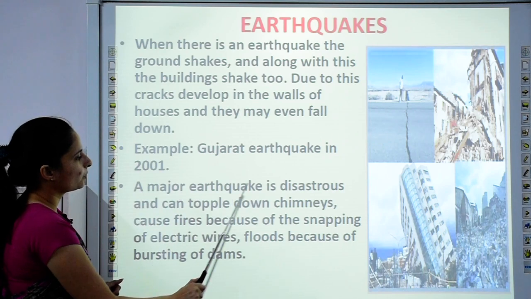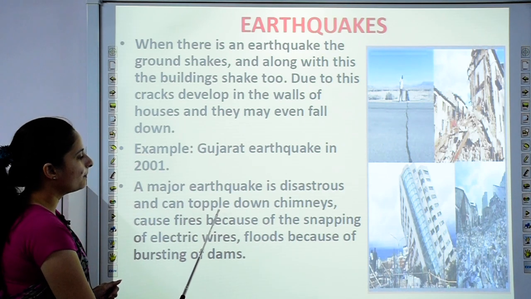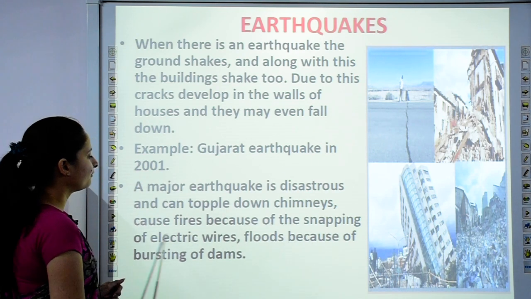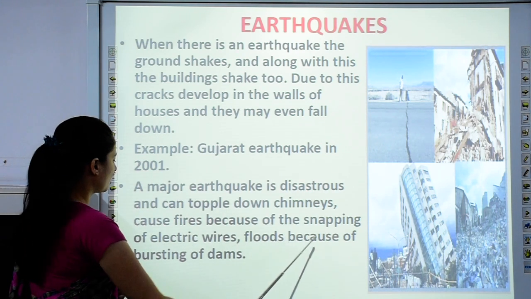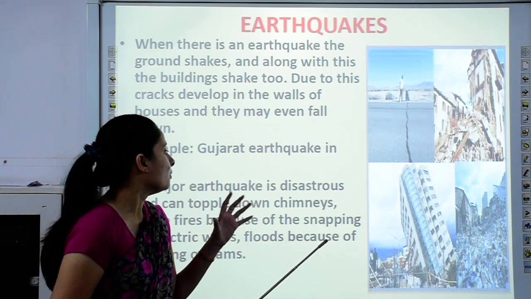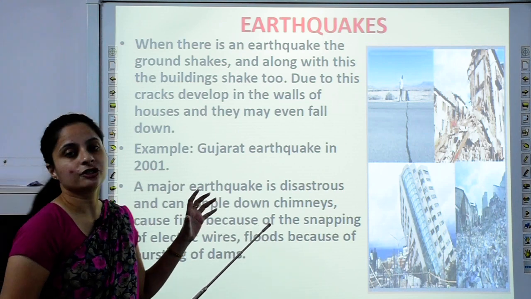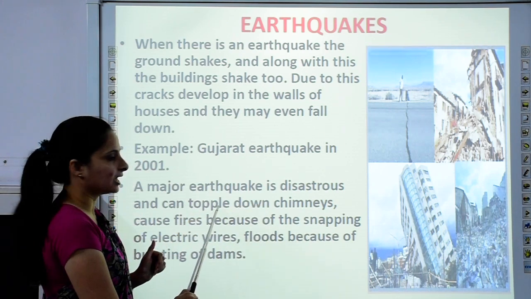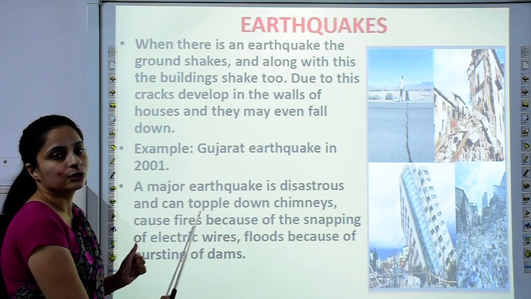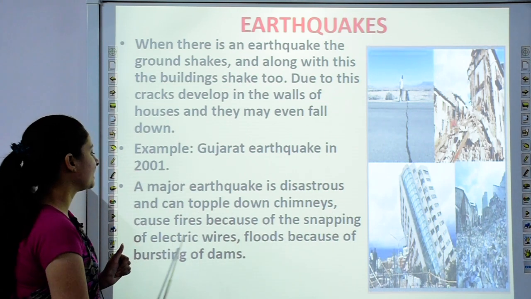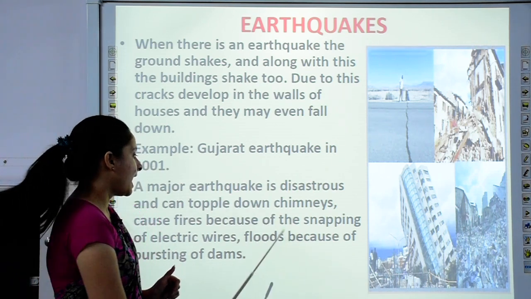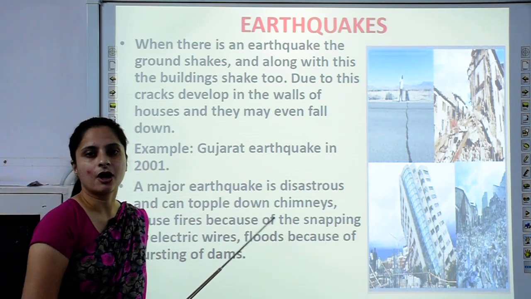A major earthquake is disastrous and can topple down chimneys, cause fires because of the snapping of electric wires, floods because of bursting of dams. Now what happens when the earthquake is very much massive? It causes a lot of disasters. Chimneys fall down, and because chimneys fall down it causes fire. How does it cause fire? Because electric wires snap and break down, which causes fire, and floods occur due to bursting of dams.